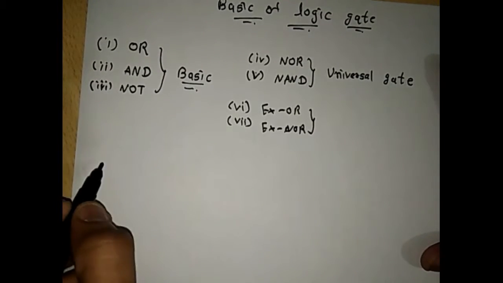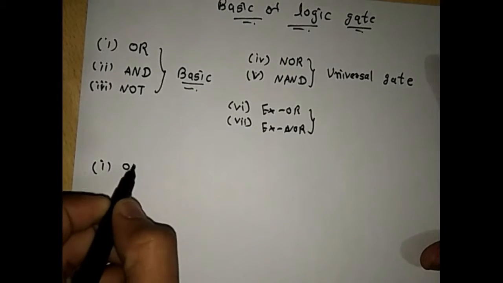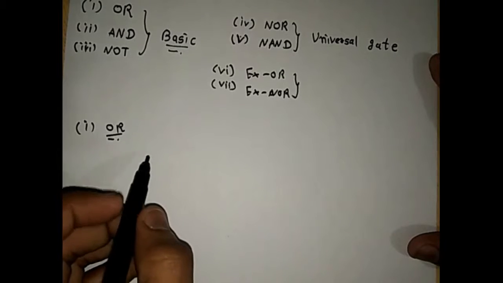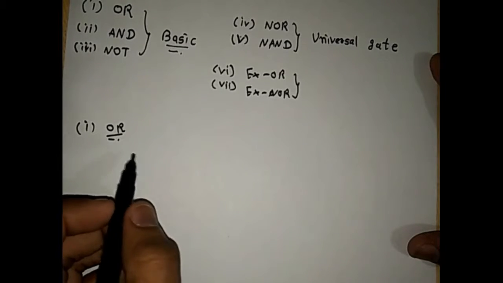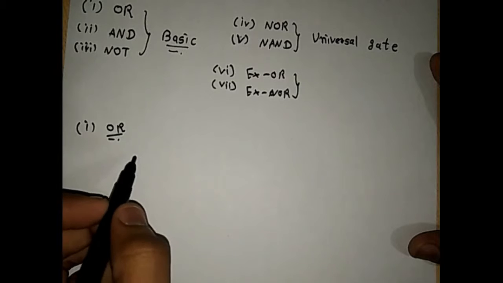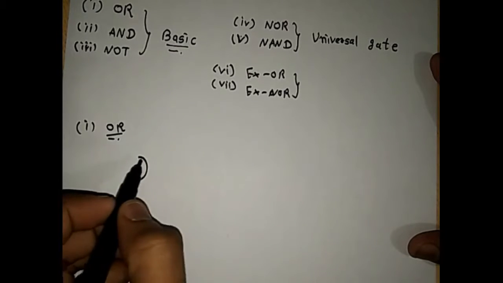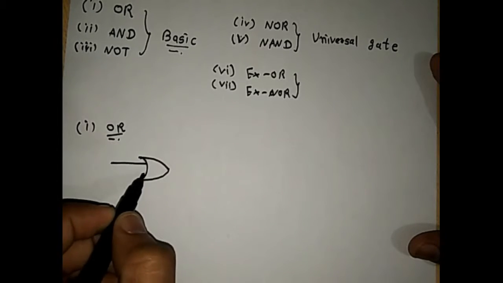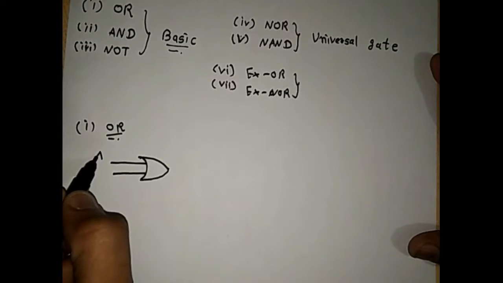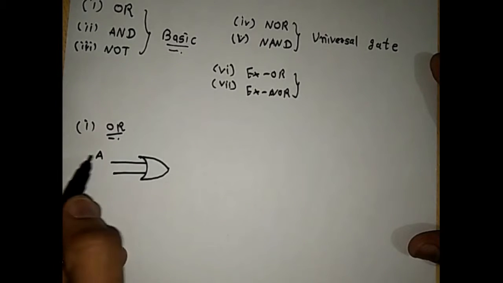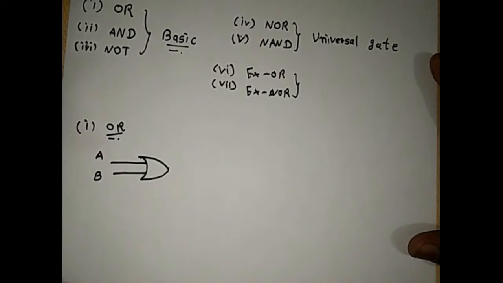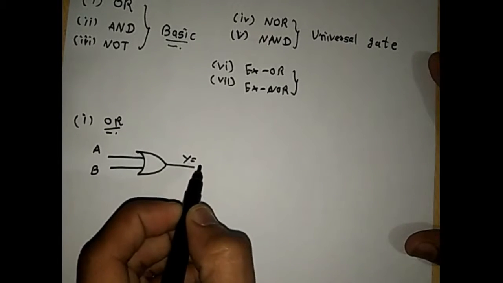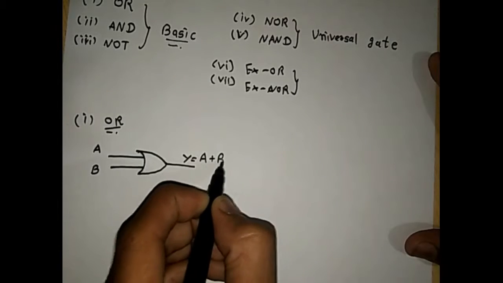Okay, so first we talk about the OR gate. What is the OR gate? From an electrical point of view, we can compare the OR gate with two switches connected in parallel. Suppose the OR gate is represented by this sign. Suppose it has input A and input B, then the output of the OR gate Y is given by A plus B.